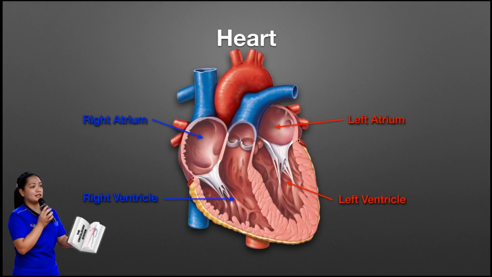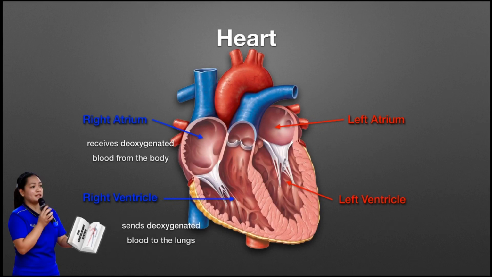Now, the 2 sides of your heart are separate, but they work together. Let's start with the right atrium. The right atrium receives deoxygenated blood from the body and pumps it to the right ventricle. From the right ventricle, it pumps deoxygenated blood to the lungs. And then the left atrium receives oxygenated blood from the lungs and pumps it to the left ventricle. And from the left ventricle, it pumps oxygenated blood to the body.